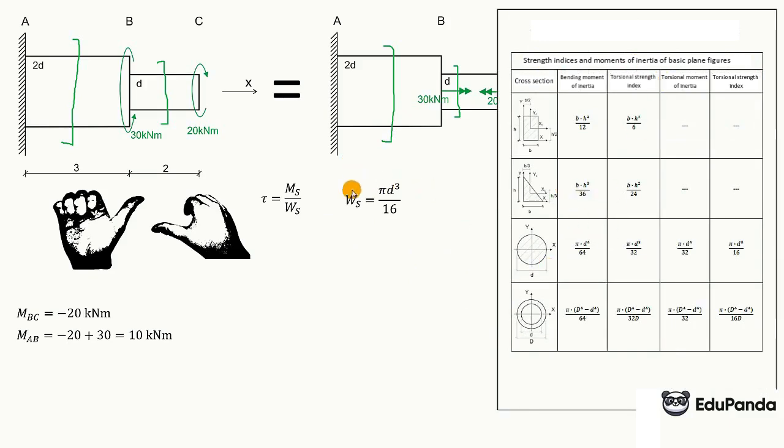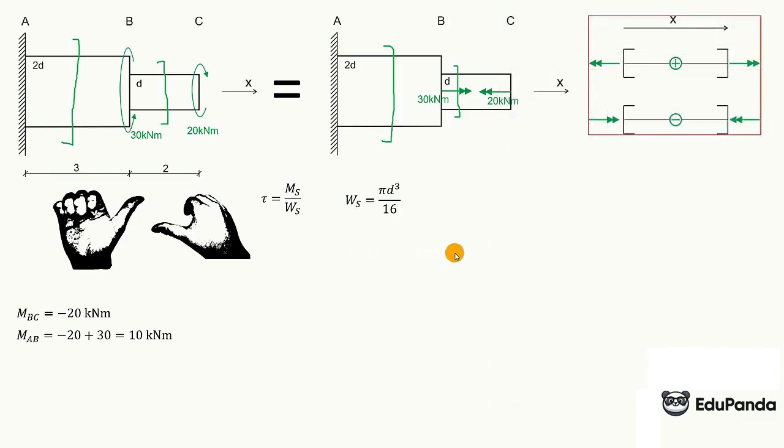What I just took, pi d cubed over 16, for a circular cross-section, is the torsional resistance indicator. We will soon need the inertia moment indicator for torsion as well. We will take from here pi d to the 4th over 32. In future examples from the course, we will still use the circular ring.